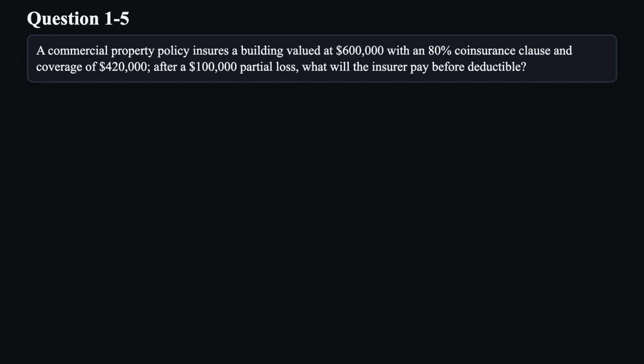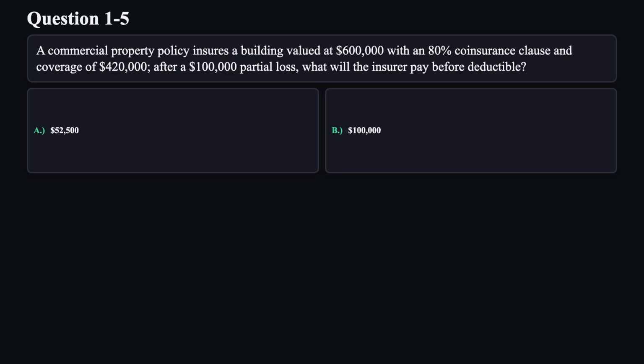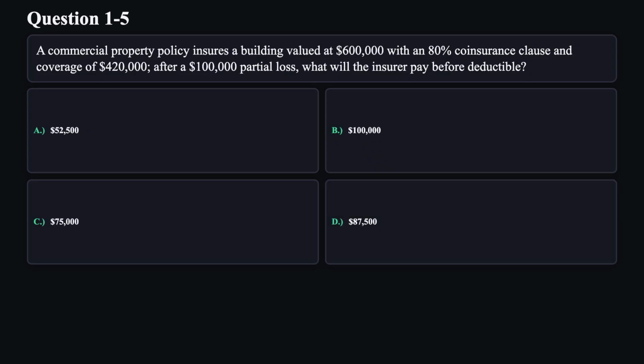Question 5. A commercial property policy insures a building valued at $600,000 with an 80% coinsurance clause and coverage of $420,000. After a $100,000 partial loss, what will the insurer pay before deductible? A. $52,500. B. $100,000. C. $75,000. D. $87,500.